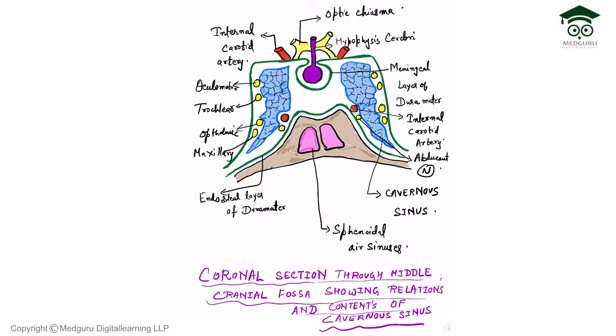Here, a coronal section through the middle cranial fossa is drawn, and this is showing important relations and contents of cavernous sinus. The medial wall contains the internal carotid artery and abducent nerve, and the lateral wall contains the oculomotor, trochlear, ophthalmic, and maxillary nerves. So this is all for the cavernous sinus. Thank you.